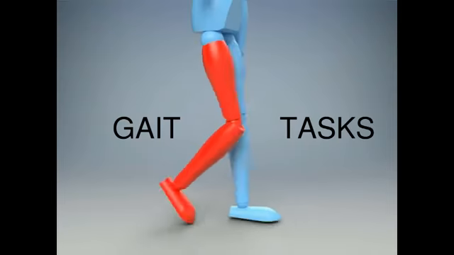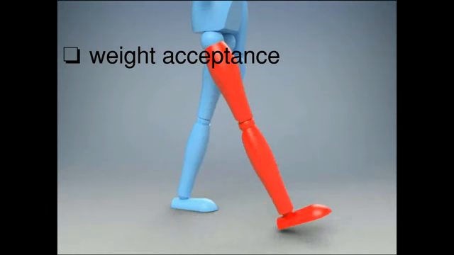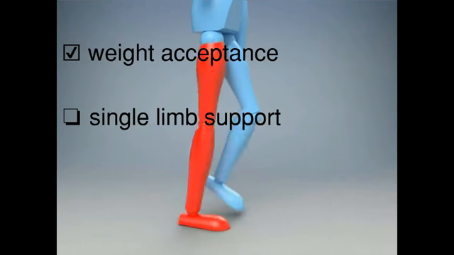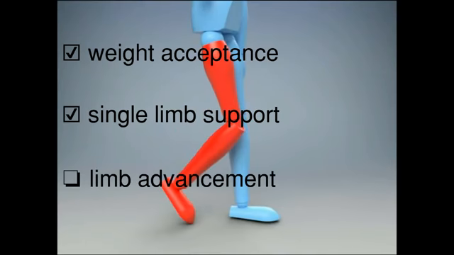For a successful gait cycle, the reference limb must do three things, which we call gait tasks. First is weight acceptance, meaning the leg can't collapse when you first stand on it. The second is single limb support, meaning the leg must hold you up while your momentum is carried forward. The last is limb advancement. The leg must swing forward and get ready to start the cycle again.